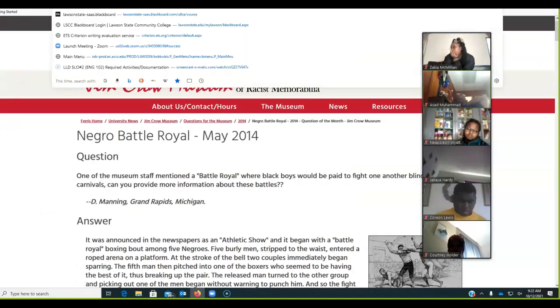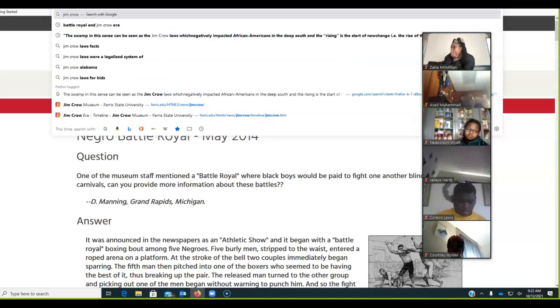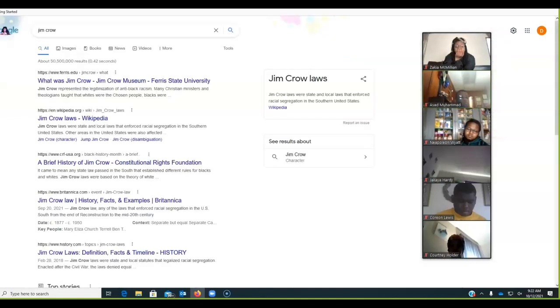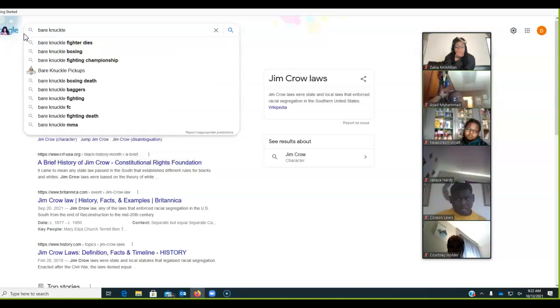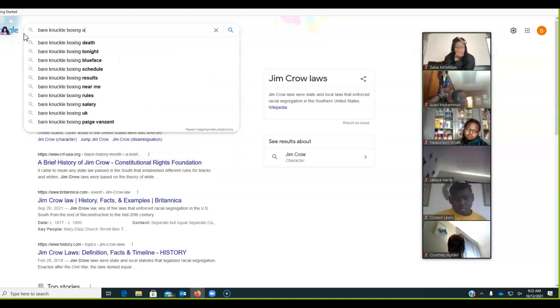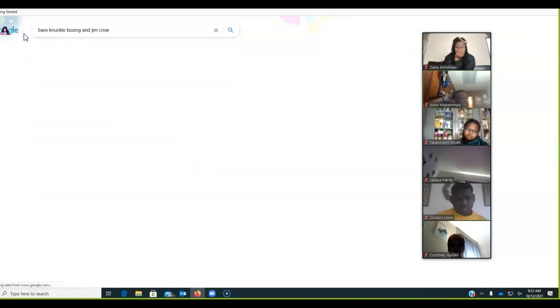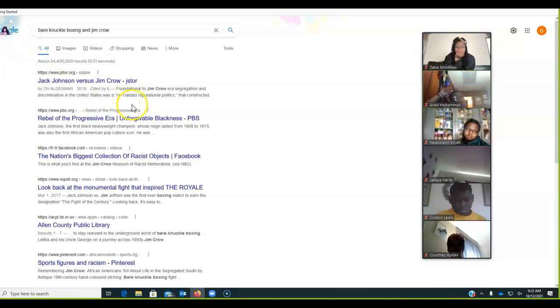So make sure you know your terms. Jim Crow in British English could also mean bare knuckle boxing. And after all that, I'm really looking forward to my Jim Crow, just because that's the era that we're really writing about.